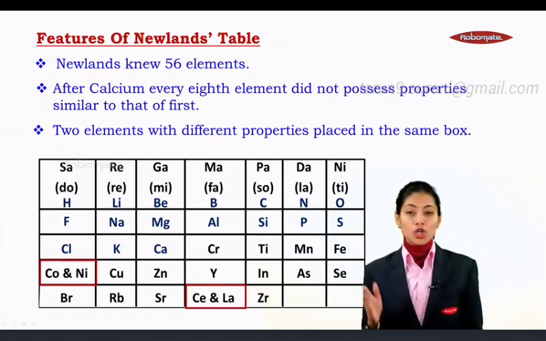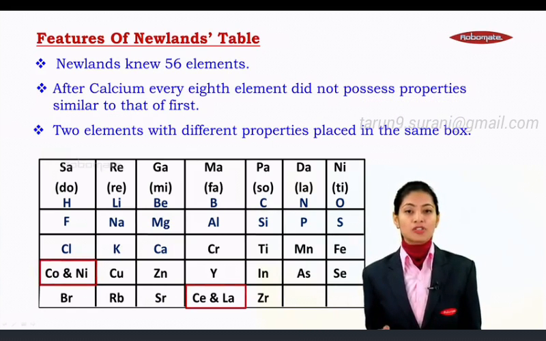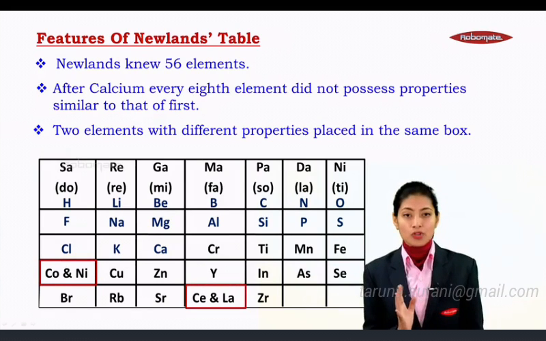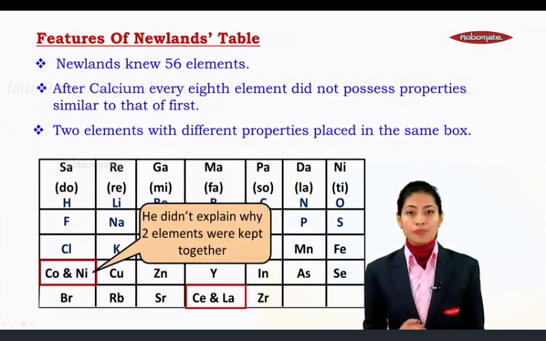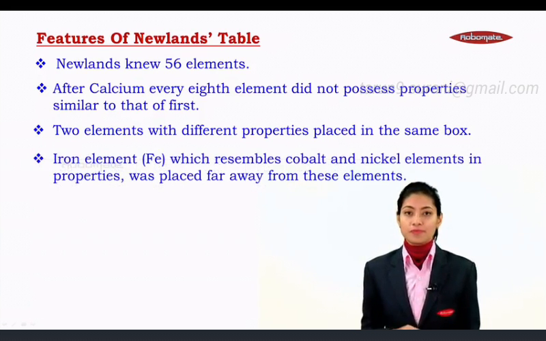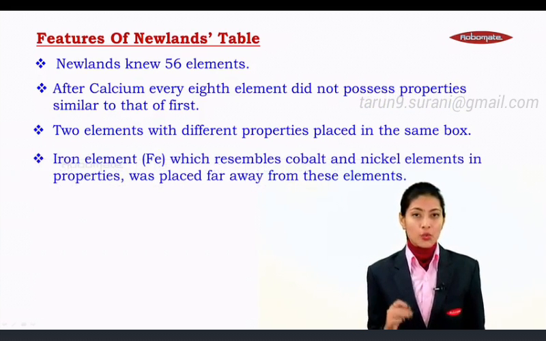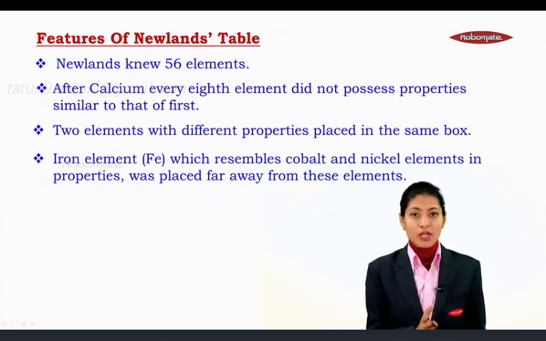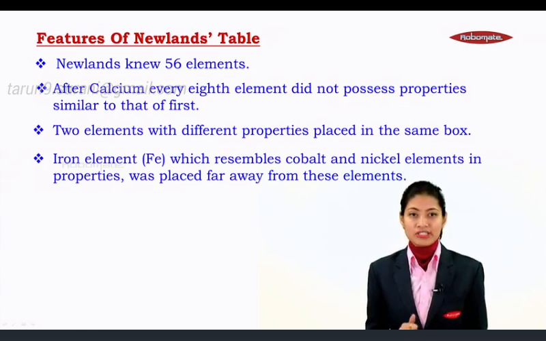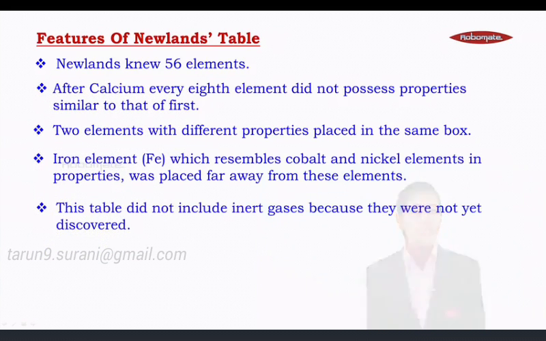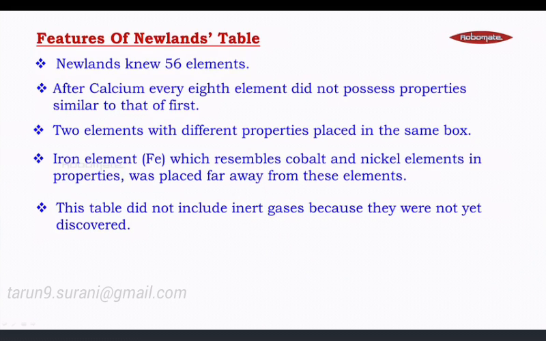As you can see over here, cobalt and nickel are placed in the same box, and cerium and lanthanum are also placed in the same box. Also, he could not give the reason why they were placed together. The element iron, which resembles cobalt and nickel in property, was placed far away from these elements. And finally, this table did not include any inert gases simply because they were not yet discovered.